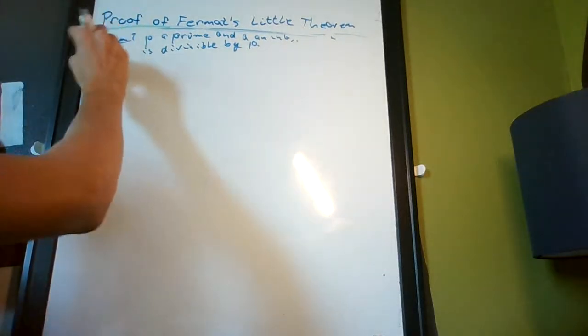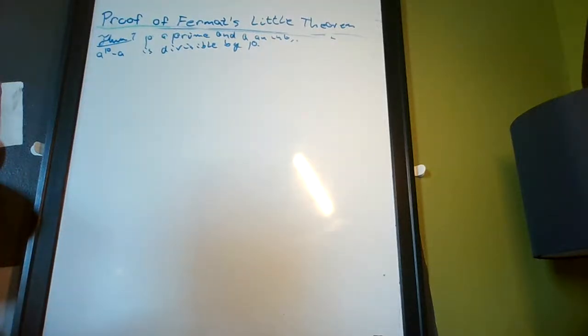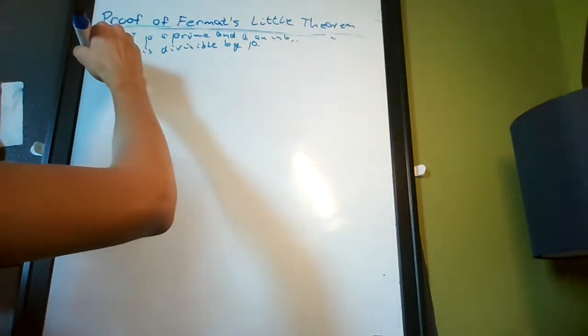P equals 3. So, for example, 2 cubed minus 2 miraculously is 6, and it's divisible by 3. Plug in p equals 5 for 2, and then you get 2 to the 5th, 32 minus 2, which is going to be 30, divisible by 5.